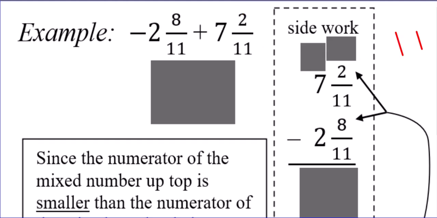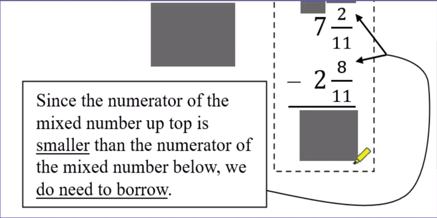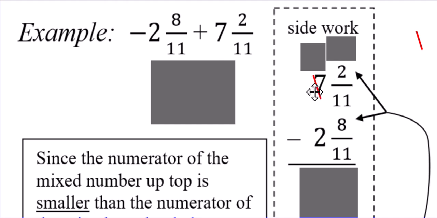No big deal. But look over on the right side of your page. This is the other scenario. Again, we have a negative plus a positive, so we're going to subtract off to the side. But this time, read the box. Since the numerator of the mixed number up top is smaller than the numerator of the mixed number below, we do need to borrow. Here's what I mean. The 2 is smaller than the 8. So in order to do the subtraction, we're going to have to borrow. How do I do that? Well, I can borrow from the 7, and that's going to make this become 6.